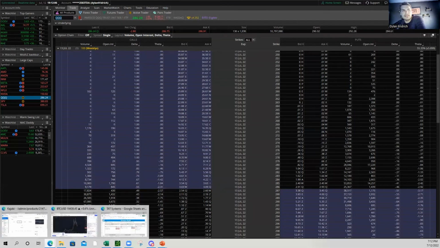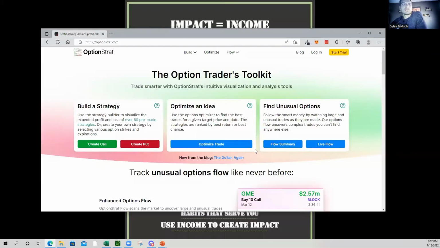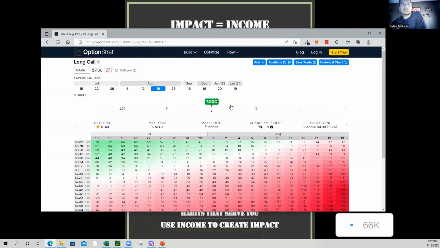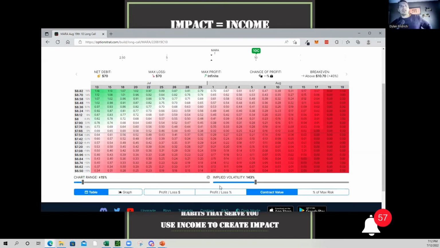All right. And then last thing here, what I wanted to do was go over the option strat. And again, guys, this is what I use to size my swings. Okay, so let's just say I wanted to take a swing here. We're going to go Mara. Let's say I wanted to swing the monthlies or the 19th and I wanted to go to the 10th. Okay, I'm going to pick my entry and my exits based off the actual stock price. And then I want to go to contract value.